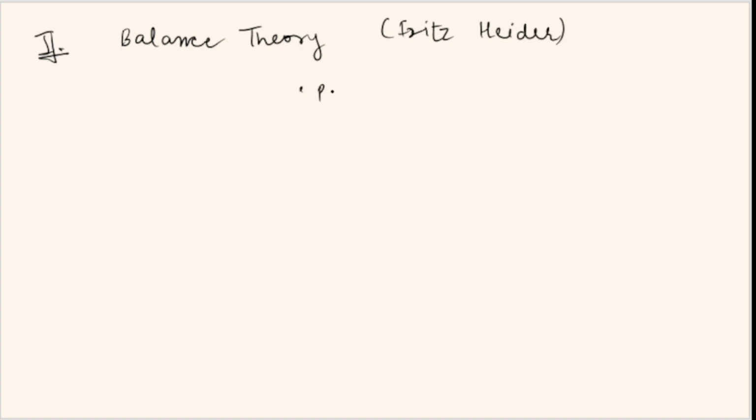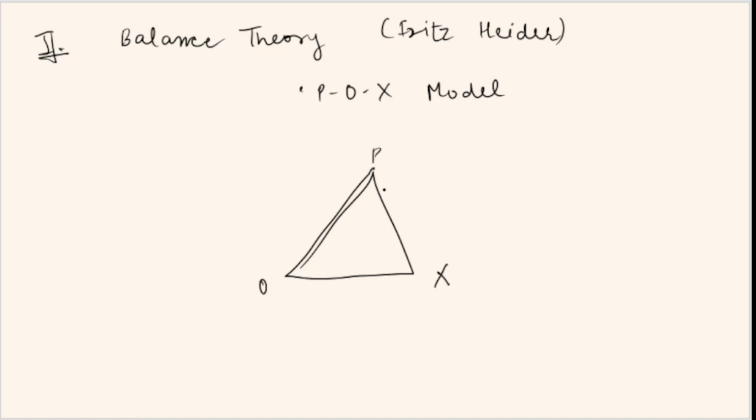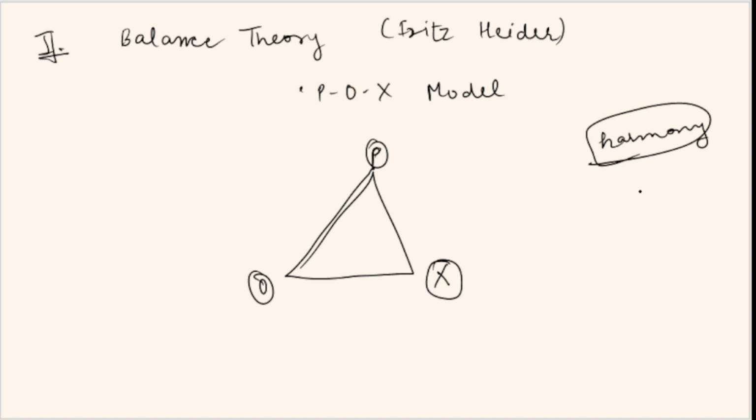We also call balance theory the POX model. There are different triangles which are given: P, O and X. P is the person, O is the object, and X is the other person who is involved. So what do we say? We say that we want to balance everything. We think that there should be harmony in terms of our interpersonal relationships.